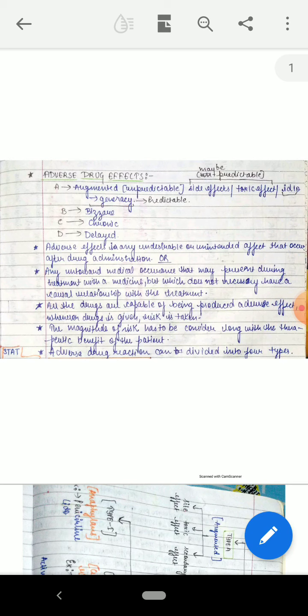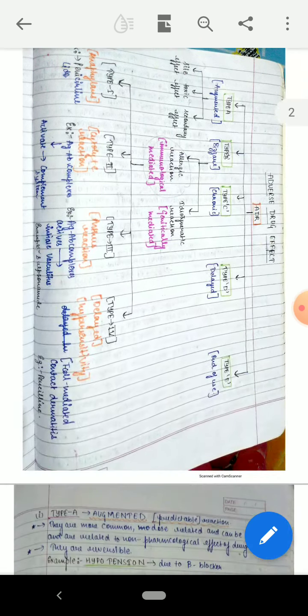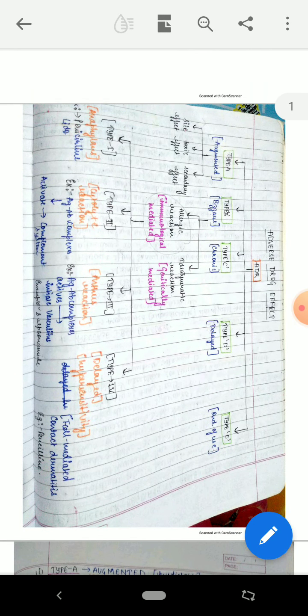All drugs are capable of producing an adverse effect whenever the drug is given and the risk is taken. So the magnitude of risk has to be considered along with the therapeutic benefit to the patient. Adverse drug reactions can be divided into five types: type A, augmented; type B, bizarre; type C, chronic; type D, delayed; and type E, end of use.